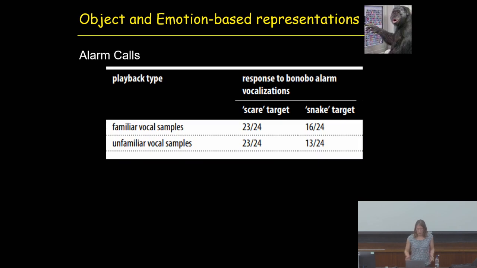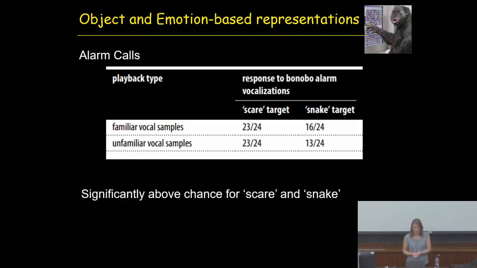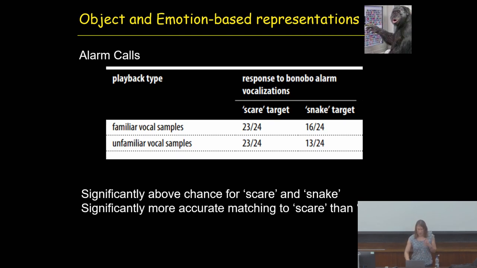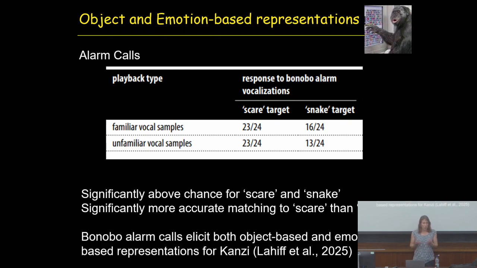Okay. So what do we find? When he heard alarm calls, you can see from the table that whether he was familiar with the individual producing the call or not, he performed really well with this call type. So he was significantly above chance matching these alarm calls to both scare and snake. However, he was better at matching them to scare than to snake, and the latency data also matches this. He's also faster to match to scare than to snake. So although there seems to be a bias for the emotional representation, it's clear that the calls elicit both types of representation in this specific bonobo, which is really awesome.